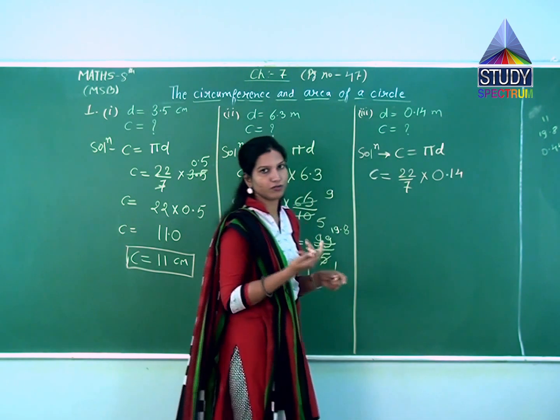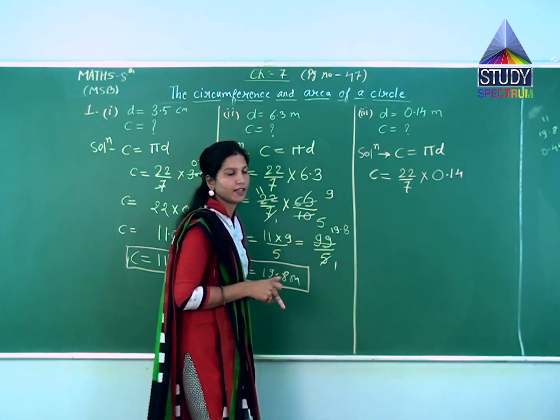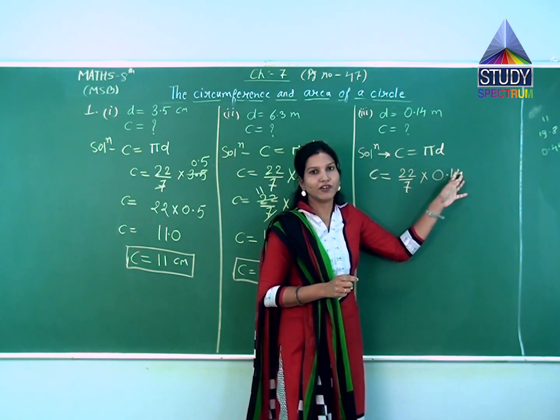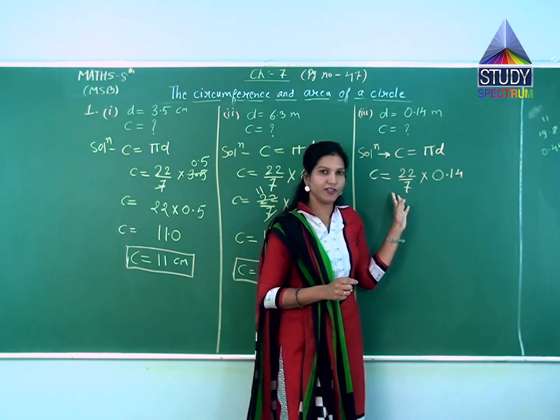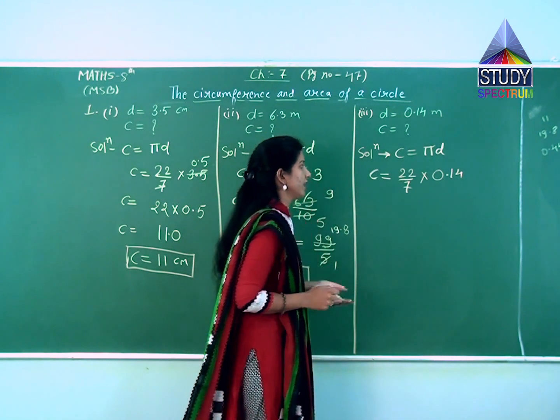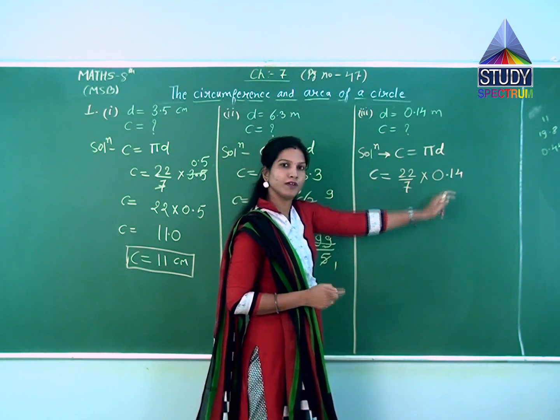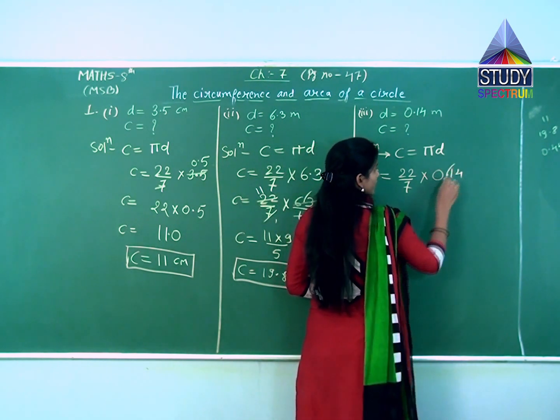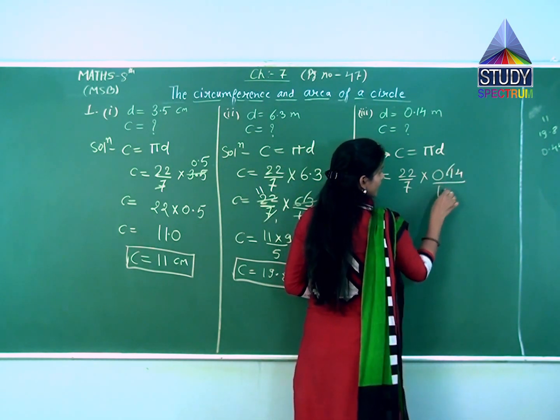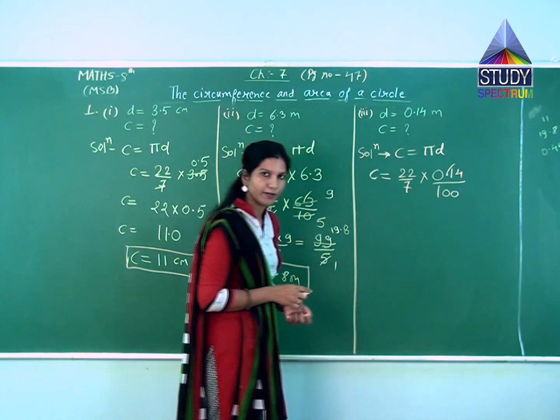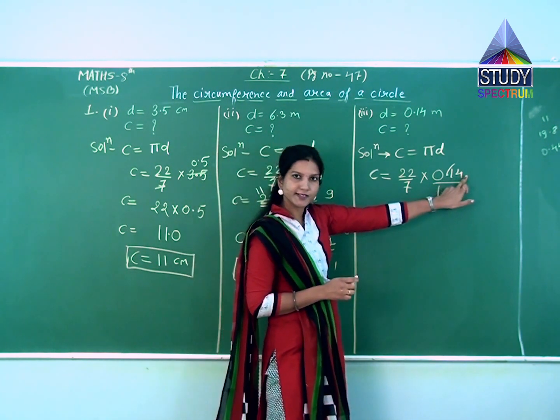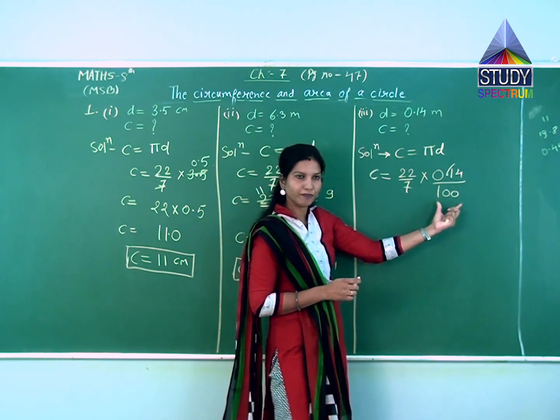Now here you can do two things. You can either divide 0.14 directly by 7 or you can remove this decimal from here. Let's remove this decimal. If we remove this decimal, we will get 100 in the denominator, because after the decimal there are 2 digits, that's why 100 will come here.